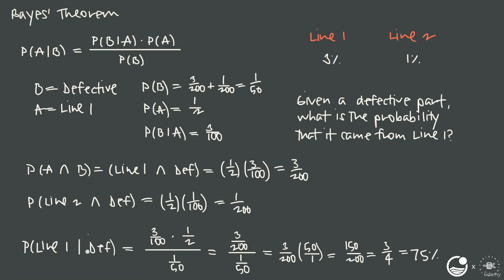So if we're holding a defective part in our hand, and we don't know whether it came from line 1 or came from line 2, the probability tells us that there's a 75% chance, a 3 out of 4 chance, that the defective part came from line 1 compared to line 2. And of course, given what we know about complementary probability, if there's a 75% chance the defective part came from line 1, that means by definition that there's a 25% chance that the defective part came from line 2.